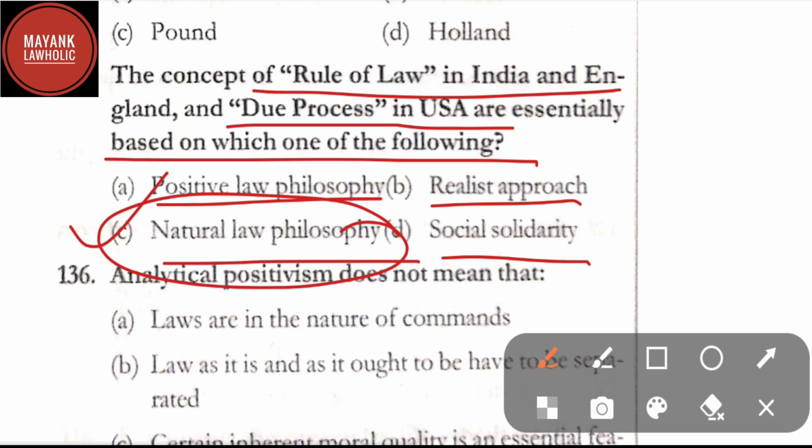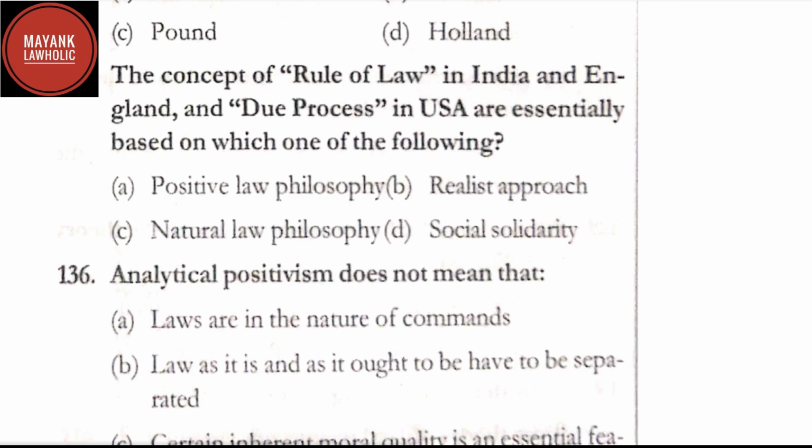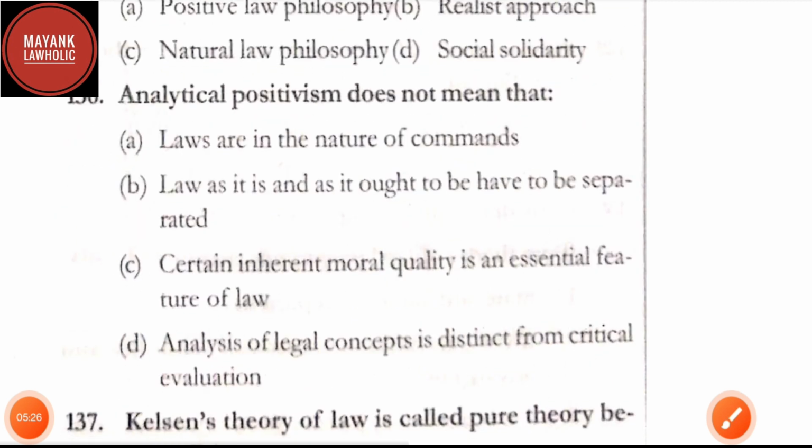The concept of rule of law in India and England and due process in USA are essentially based on the principle of natural law philosophy. This is one of the important questions which you must know.